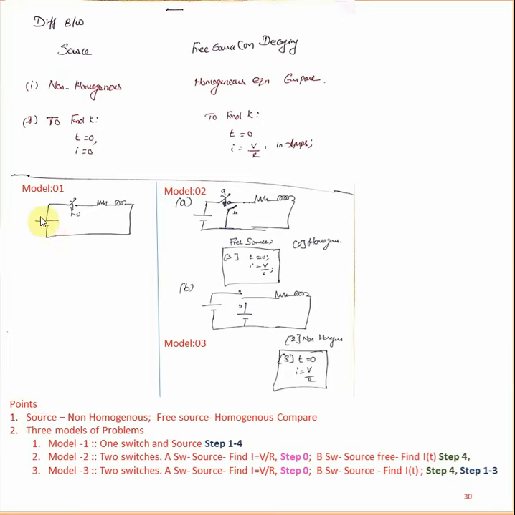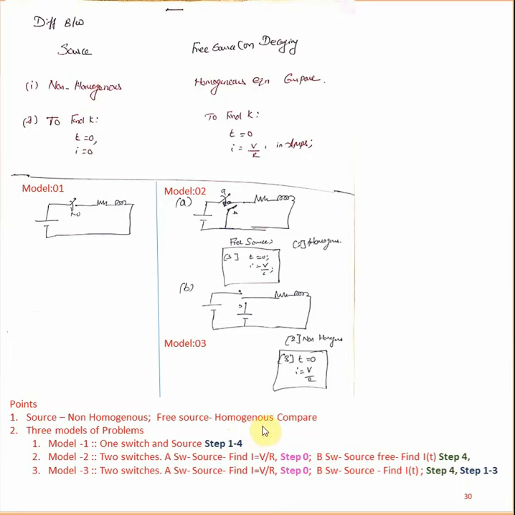Okay, a DC source is present, a DC excitation or forcing source. If a DC source is present, it means non-homogeneous. This is point number one, so keep it in your mind. Source is present means non-homogeneous. If source is not present, then homogeneous.